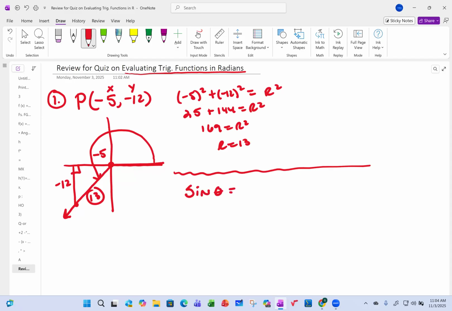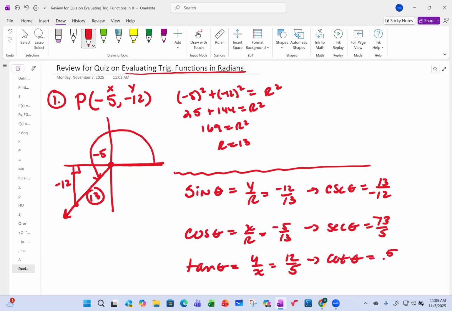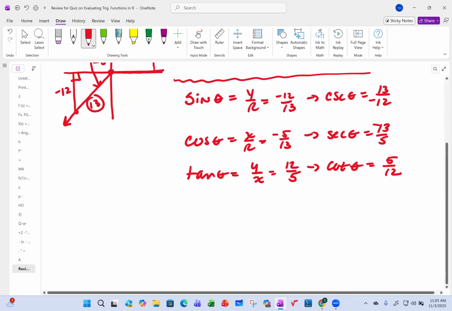Remember that on this quiz, we need to write out that sine theta is y over r, or -12 over 13. Cosine theta is x over r, or -5 over 13. And tangent theta is our slope, y over x, or 12 over 5. A negative over a negative we know is a positive. Paired up with sine is cosecant, so that's going to give us -13 over 12. Paired up with cosine is secant, or 13 over -5. And paired up with tangent is cotangent, or 5 over 12. So that's your first question.